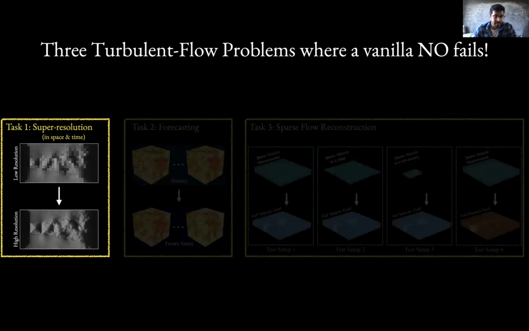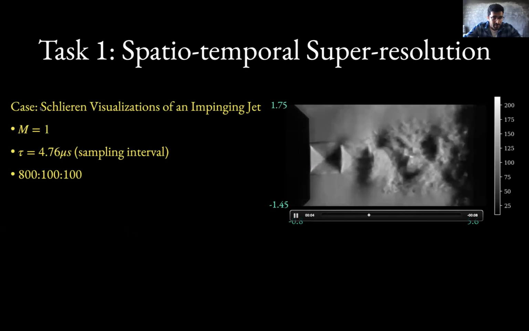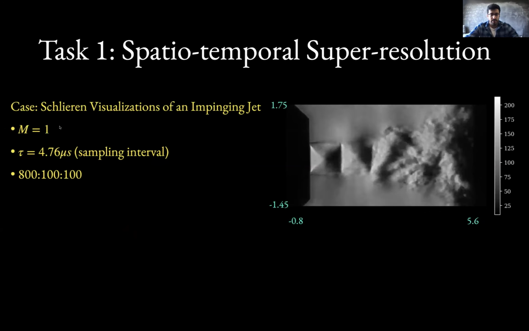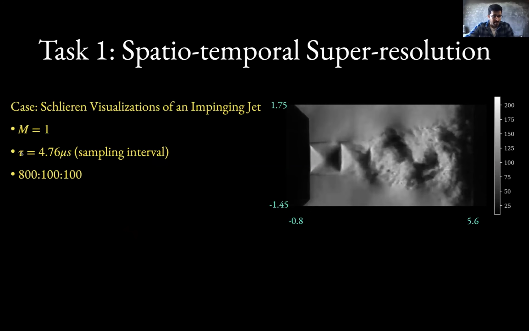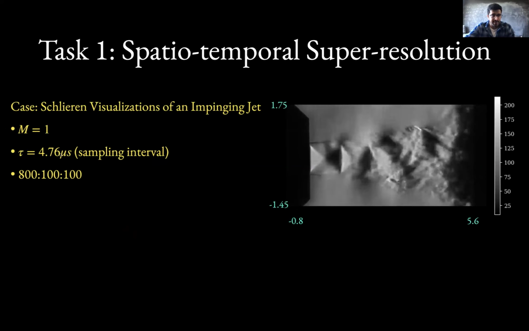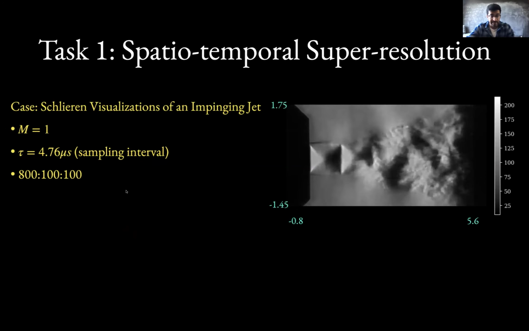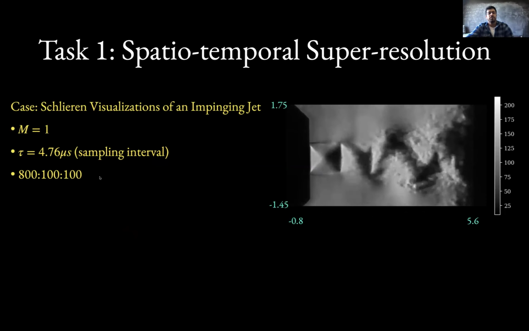So first, let us take a look at task 1, which is the spatiotemporal super resolution. The case here is, again as I said before, the Schlieren visualization of an impinging jet at Mach number equal to 1. Each snapshot is separated by the sampling interval tau equal to 4.76 microseconds. We had 1,000 snapshots at hand, out of which we used 800 for training, 100 for validation, and 100 for testing.